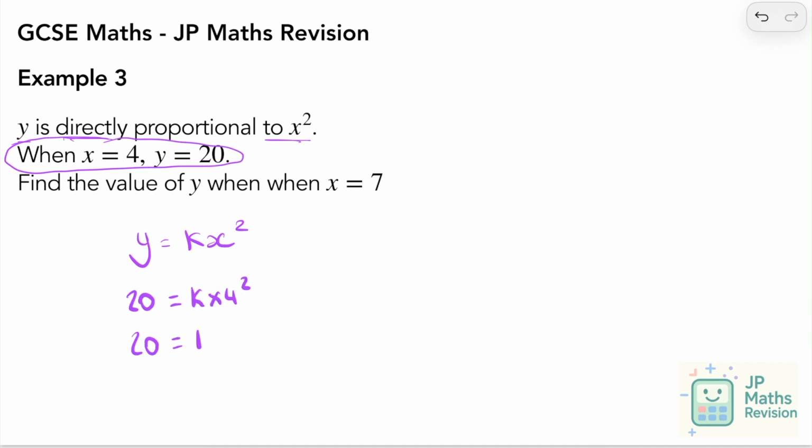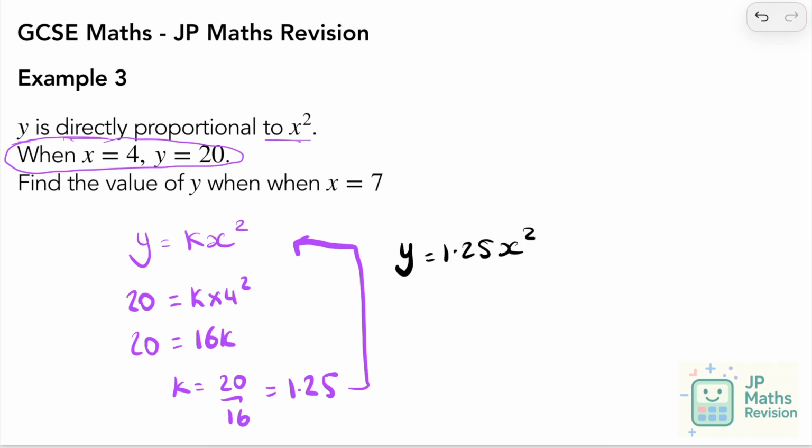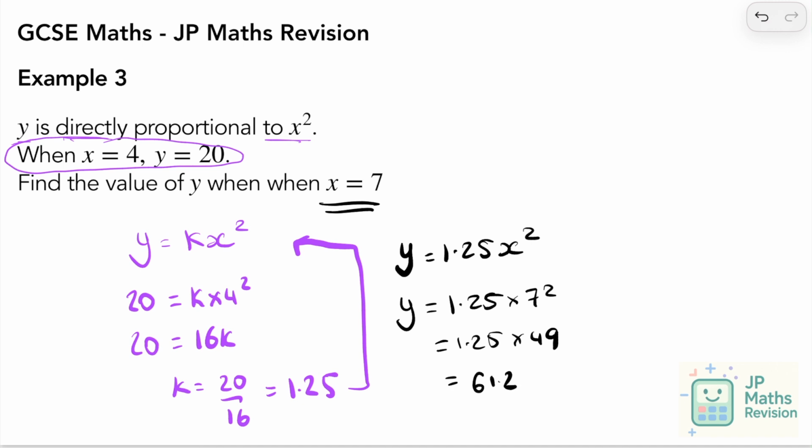So 20 equals 16k, and k is therefore 20 over 16, which is 1.25. So the relationship between x and y, we have y equals 1.25 x squared. So we want to find the value of y when x is 7. So I'm going to sub in x equals 7, and I end up with y equals 1.25 times 7 squared. So 1.25 times 49, and that's going to give us 61.25. So the answer to this question is 61.25.